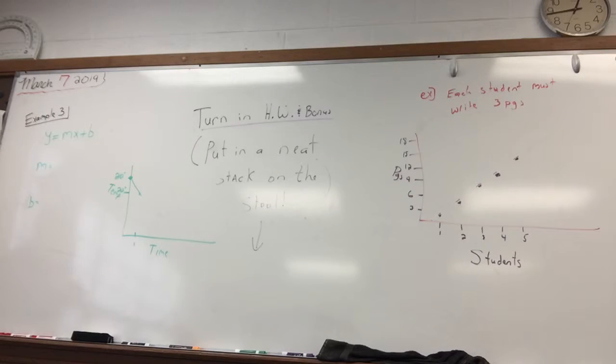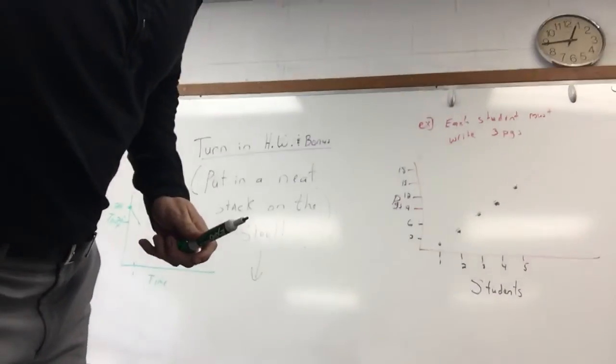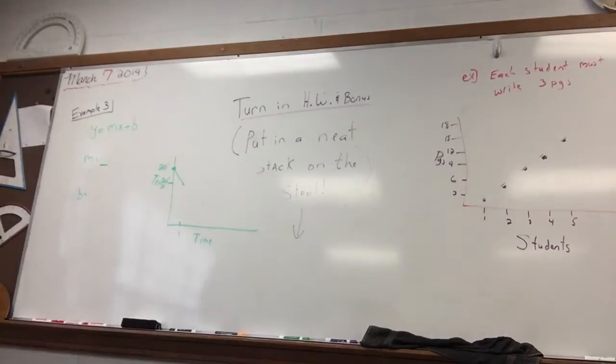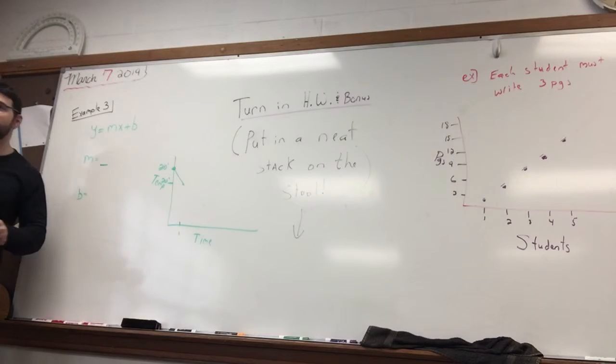Is everybody with me so far? If the line's going downhill, immediately we should know something about m, about our constant. What do we know if it's going downhill, Maverick? Lydia? It's going to be negative. If my line goes downhill, it's going to be what? Negative. Okay. It's going to be negative.